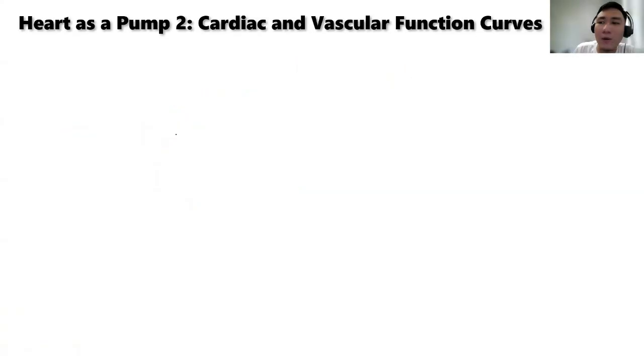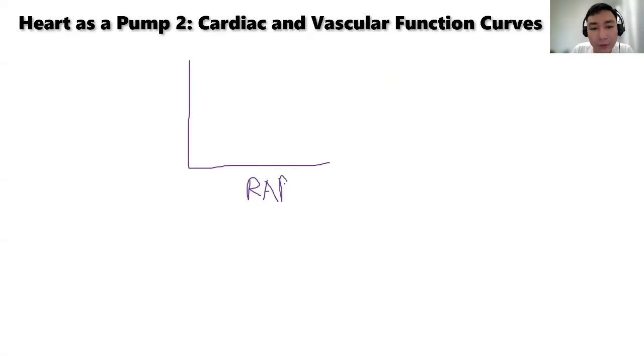Next, we now move on to the vascular function curve. The vascular function curve has the same x-axis, right atrial pressure, the pressure in the right atria. But the y-axis now would be your venous return, VR, the amount of blood going back to the right atrium. What do you think would be the relationship if we increase the right atrial pressure and venous return?